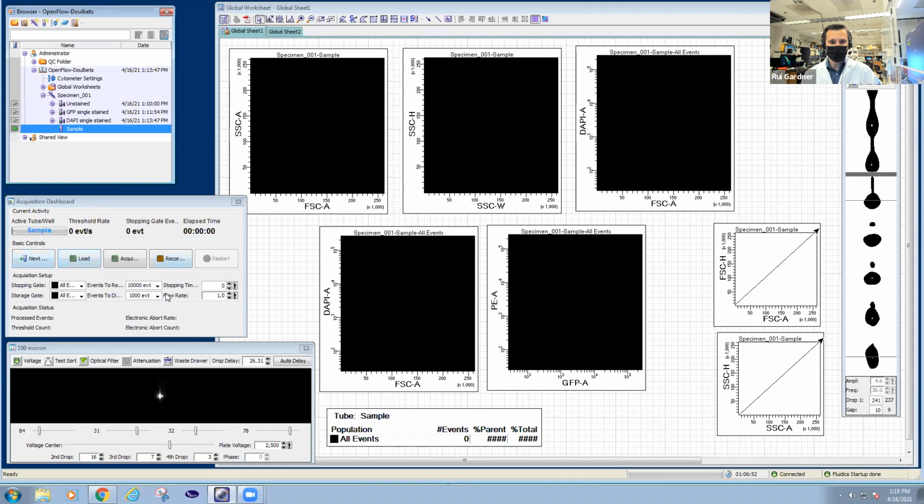Okay, so one of the things that's important is for us to always start at the lowest flow rate possible, because that's where we get the best resolution. So we usually always start with a low flow rate, and then as we start sorting, we know what the maximum number of events that we can run is. And I'll explain that a little bit in a moment. And we adjust the flow rate to reach that maximum.